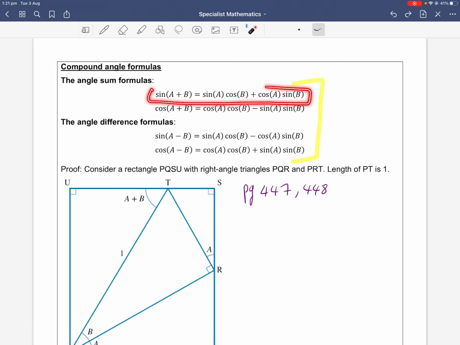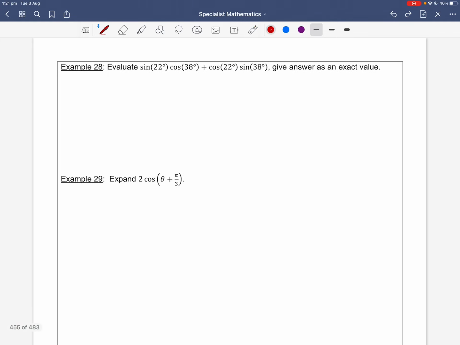So we're going to choose the first one here, that sine of a plus b is sine a cos b plus cos a sine b. We'll write down the formula that we've selected to use. So we'll say using, and you'll copy this from your formula sheet, sine of a plus b is sine a cos b plus cos a sine b. Well, in our case, a is 22 degrees and b is 38 degrees.